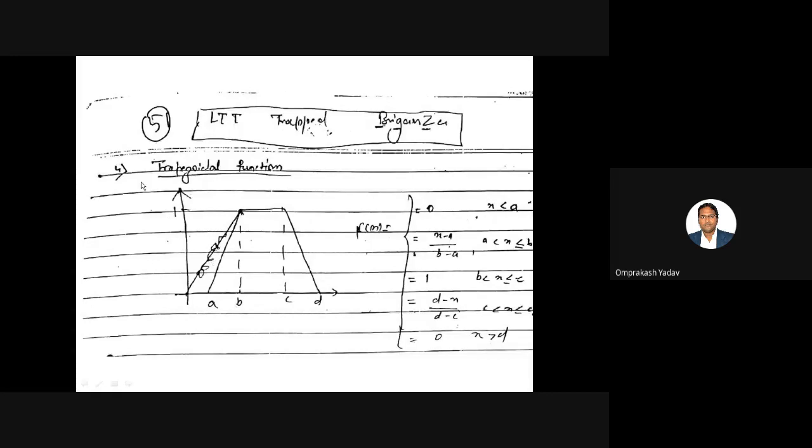Next function is the trapezoidal function. Write that. First draw it. So it's A, B, C, D. 4 points are there: A to B, then C, and then D. Draw this, and then we will have to write the equation for each and every line.